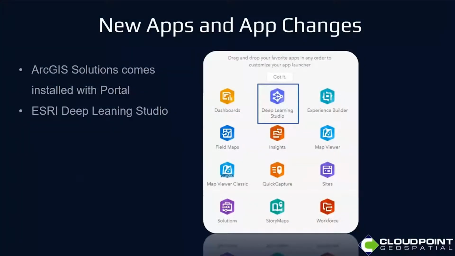So in 10.9.1, Esri changed how you access their solutions. This is now through the app section of your Enterprise portal, as you can see down there. And at 11, Esri has now included that in the install. At 10.9.1, this was a separate install that you had to download and install after you installed your base deployment or upgraded that. And now it's built into Enterprise 11.